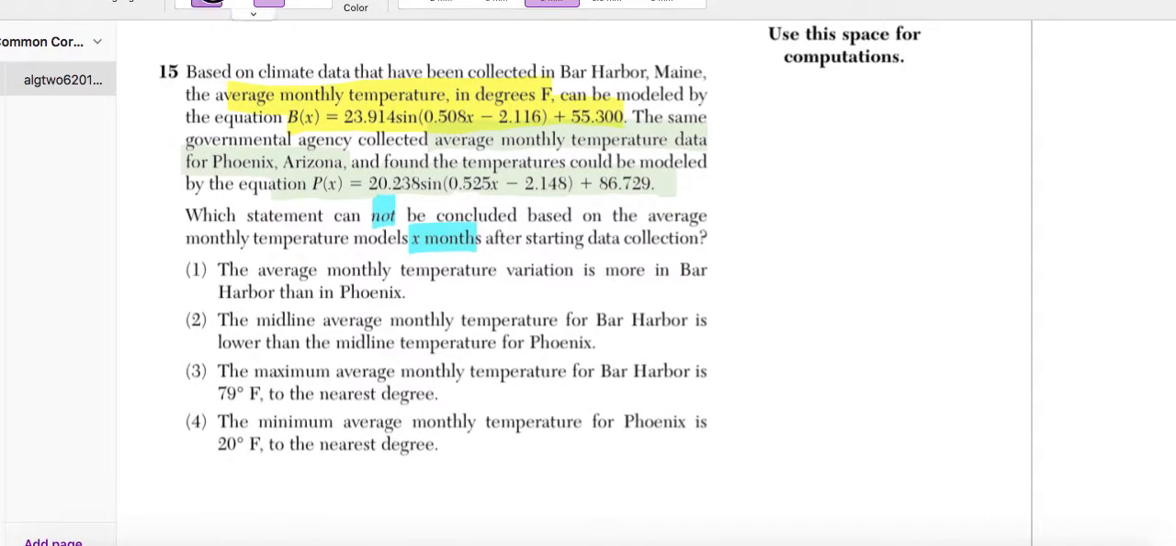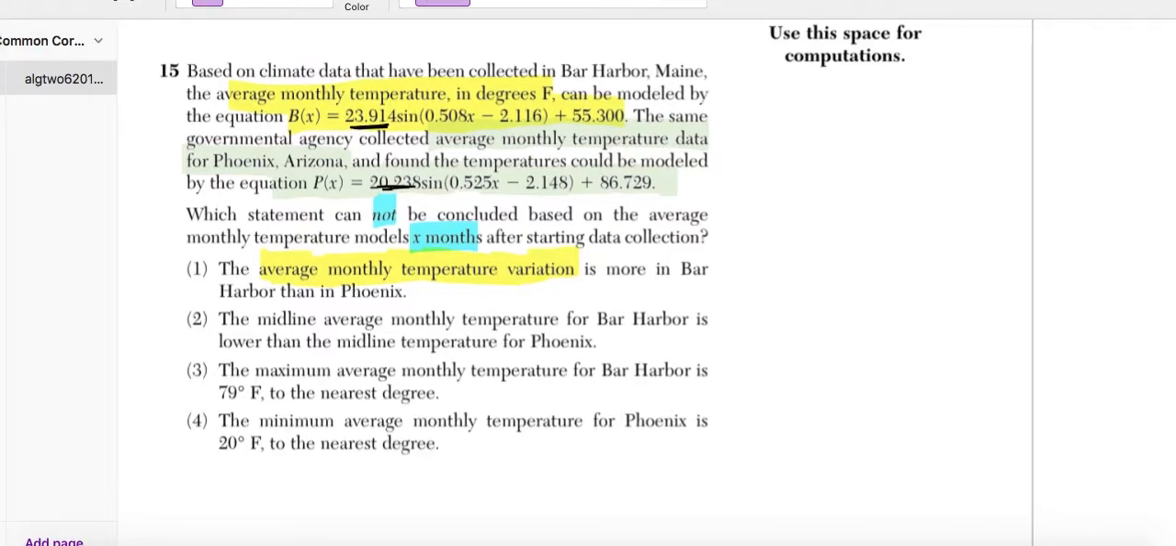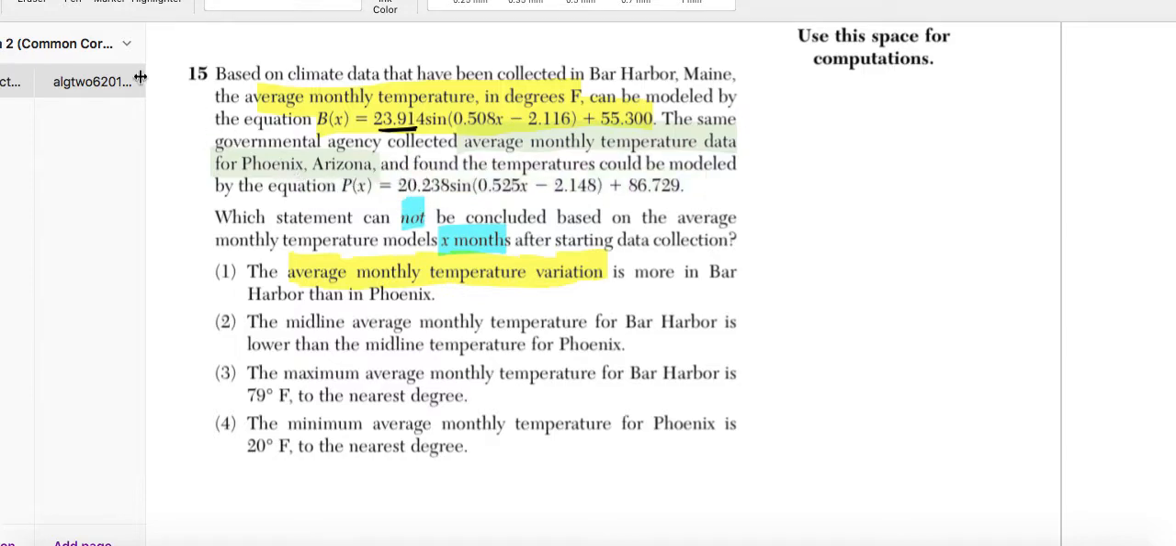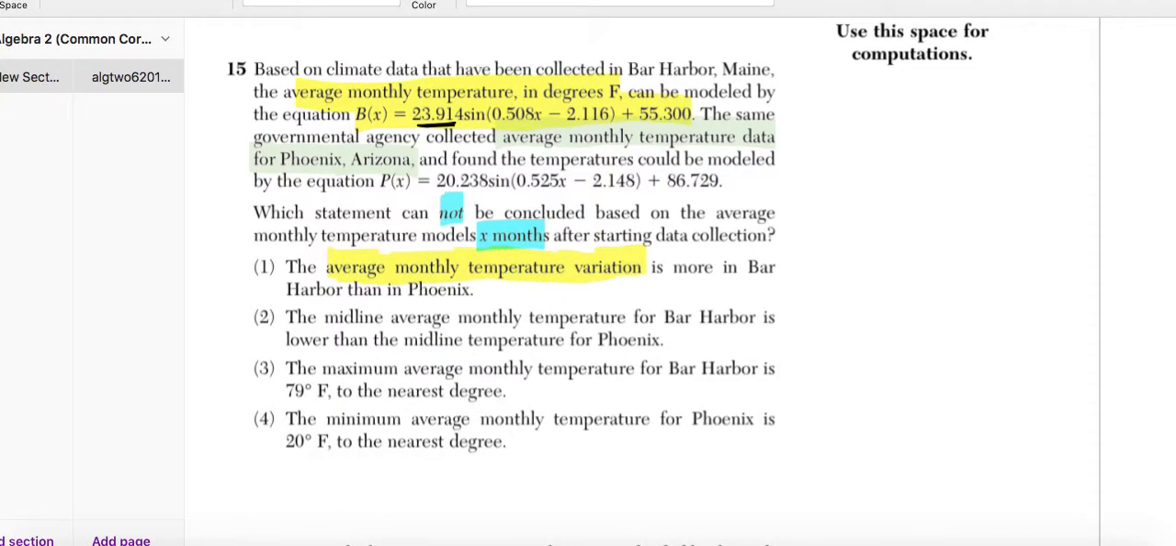So let's take a look at the choices. So one is saying the average monthly temperature variation. The variation, guys, is how much the temperature goes up and down. That's given by the amplitude, which is the absolute value of whatever's in front of the sine value, right? So they're saying which one cannot be concluded, and I'll just highlight this here in yellow as well. Don't worry about the colors. They're saying which one cannot be concluded.